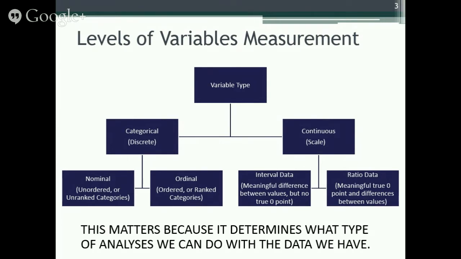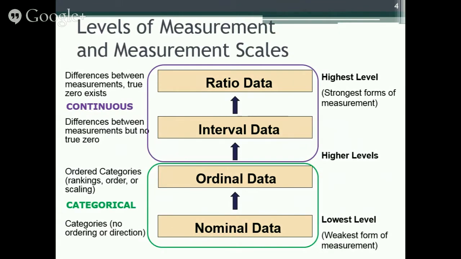And again, we said this matters because it determines what type of analysis we can do with the data we have. We can only do frequencies with categorical variables. We can do anything with continuous variables. So categorical variables can only use median and mode, whereas continuous variables can use mean and median and mode. And obviously, because we get more information when we use continuous variables, the mean is a more descriptive statistic than median and mode. Why? Because, if you recall, continuous variables are the highest and strongest form of measurement level. And we see that here on this chart as well, which you've seen in previous slides.